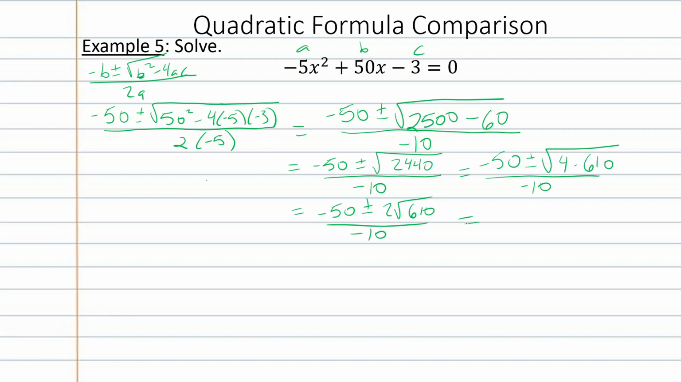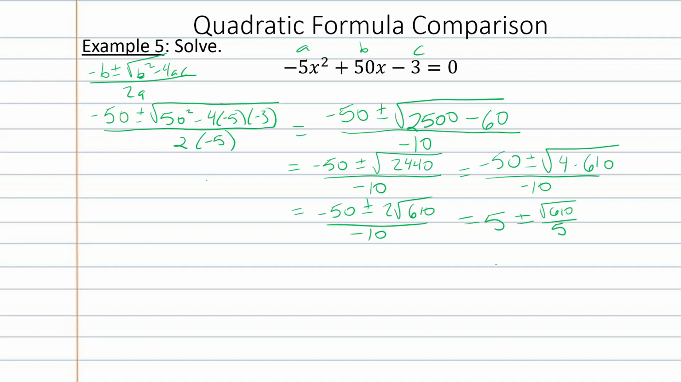Now this next step's a little important. I'm going to divide and kind of split these terms. Negative 50 divided by negative 10 is 5. Negative into a plus or minus just turns it into a minus plus, which is the same thing as plus or minus. So I'm just going to leave the sign alone there. And 2/10 reduces to 1/5. So I'm going to write this as the square root of 610 over 5. And that would be my simplification.